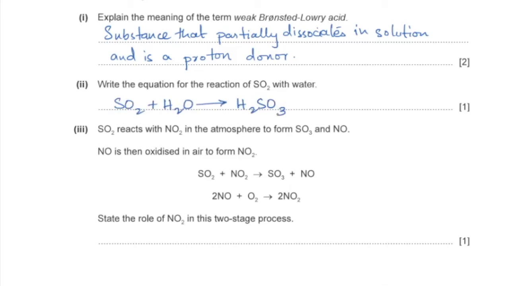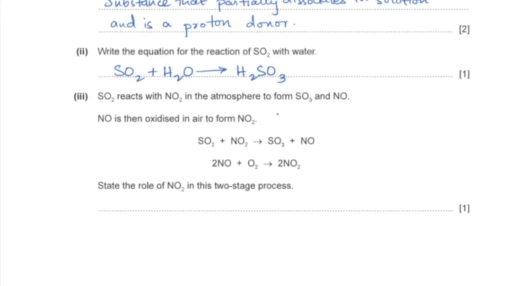Part 3, sulfur dioxide reacts with nitrogen dioxide in the atmosphere to form sulfur trioxide and nitrogen monoxide. Nitrogen monoxide is then oxidized in air to form nitrogen dioxide. State the role of nitrogen dioxide in this two-stage process. So here nitrogen dioxide is reduced to nitrogen monoxide, and this nitrogen dioxide is again regenerated, which indicates that nitrogen dioxide acts as a catalyst in this reaction. So it has the role of a catalyst.